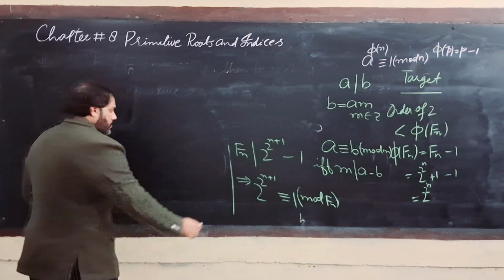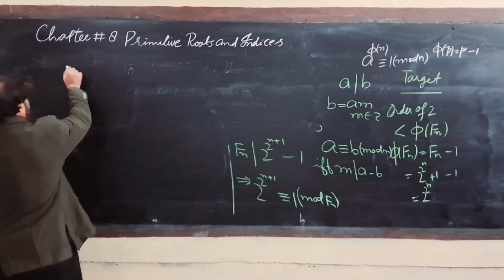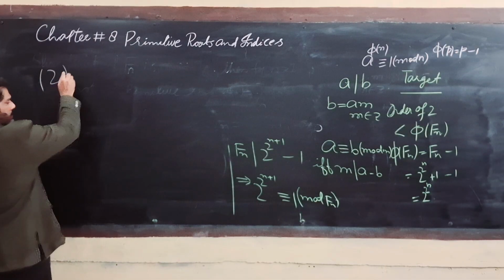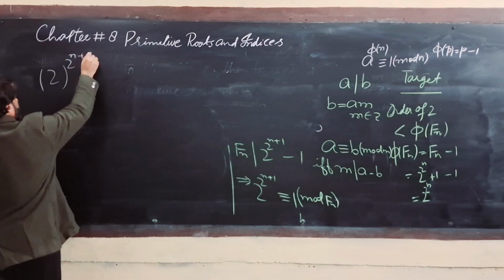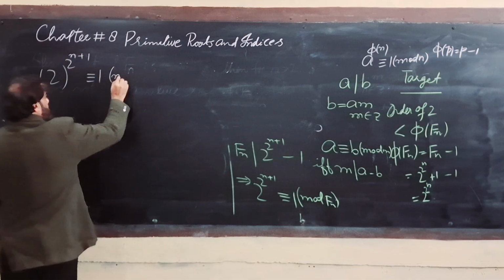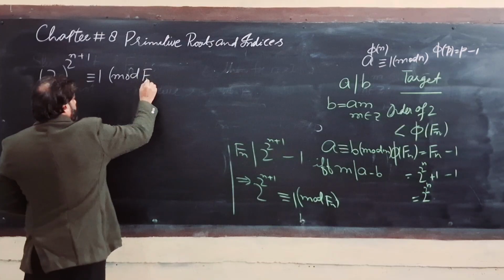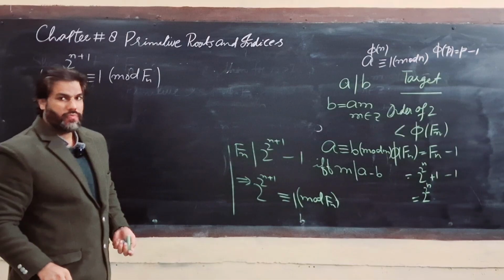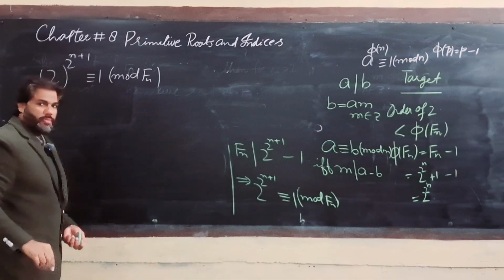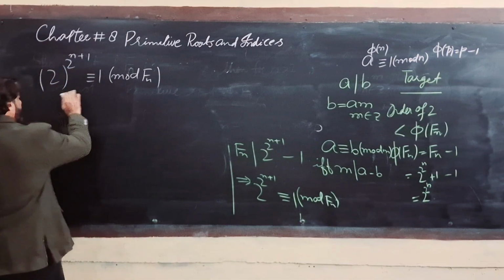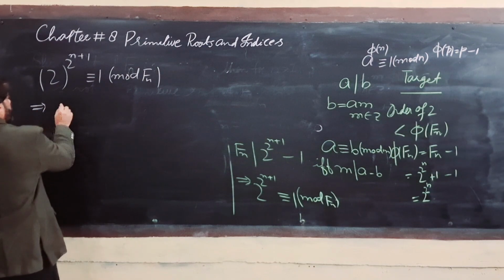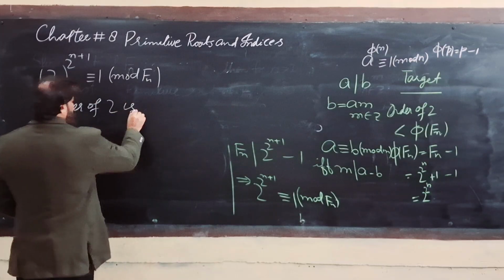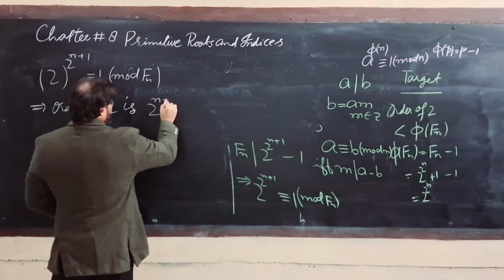Okay. What does this expression show? This expression can also be written as 2 raised to power 2^(n+1) is congruent to 1 modulo Fn. What is the definition of the order of an integer? The definition says a number k is called the order of an integer if its power is congruent to 1. It means the order of 2 is 2^(n+1).